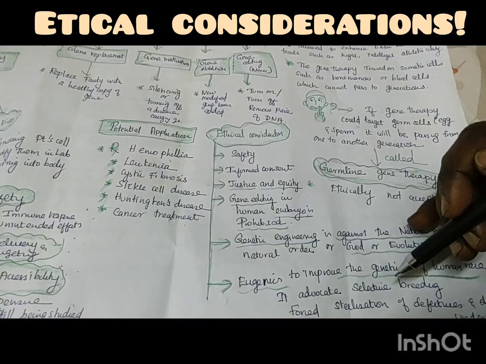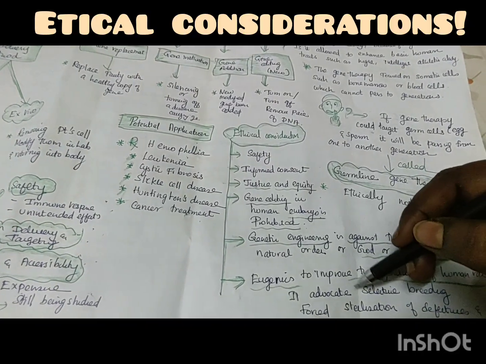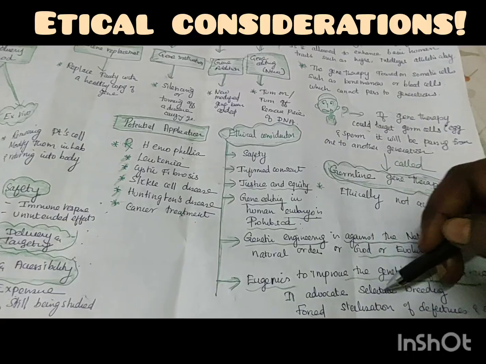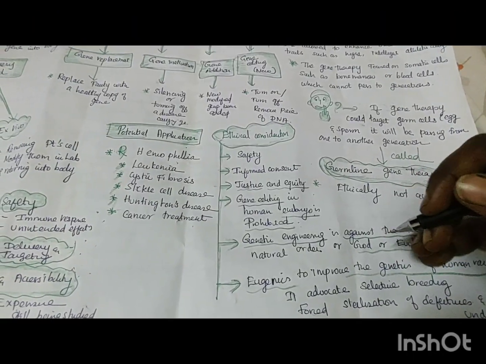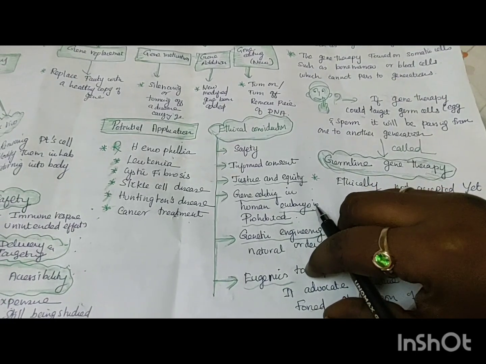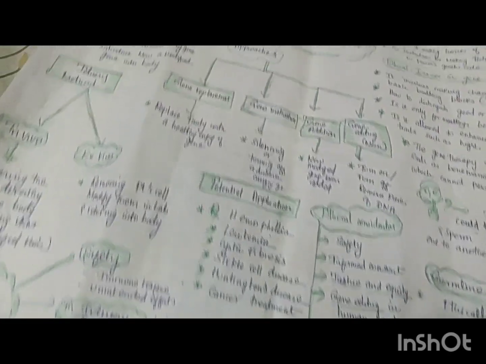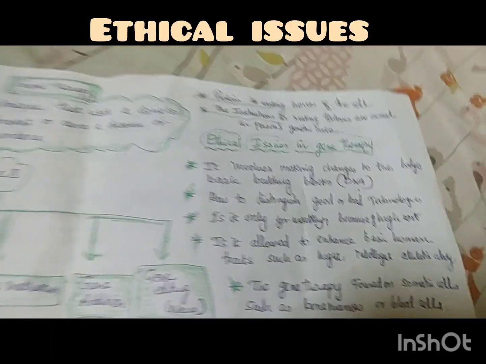And eugenics is to improve the genetic human race. It advocates selective breeding and forced sterilization for the defective breeds or undesirable ones. That's what I told in the beginning of class, eugenics, positive eugenics and negative eugenics. Yes. What are the ethical issues in gene therapy?